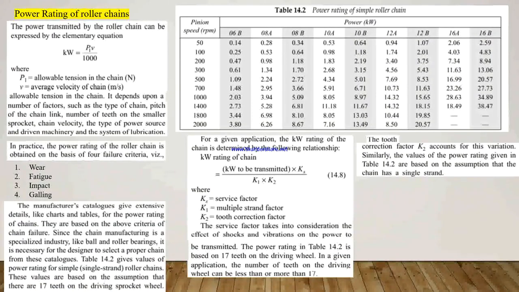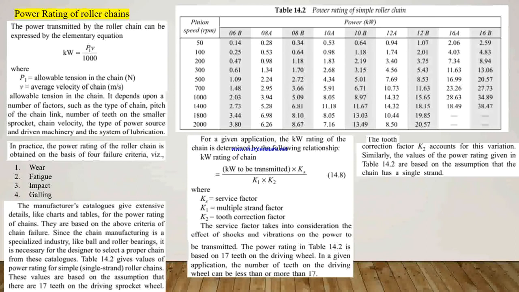Now we see the power rating of the roller chains. The power transmitted by the roller chains can be expressed by kW equal to P1 V divided by 1000, where P1 is the allowable tension in the chain in newtons and V is the average velocity of the chain in meters per second. But the allowable tension in the chain depends upon a number of factors such as type of chain, pitch of the chain link, number of teeth on the smaller sprocket, chain velocity, the type of power source and driven machinery, and system of lubrication.